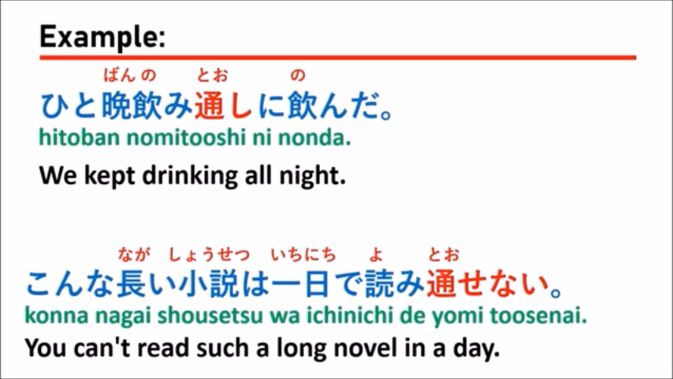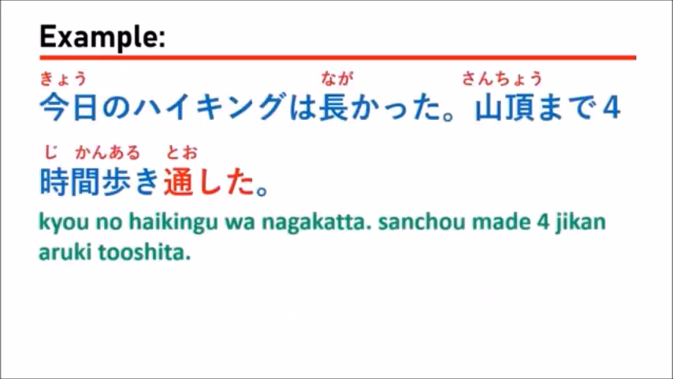The tosu means throw something. So when we use tosu with a verb, you can say pass or not pass, or complete or not complete. As you see here, for reading the long novel, you cannot finish reading in one day. That means you cannot complete it in one day, so you can say yomi tosenai. Let's see the next example.